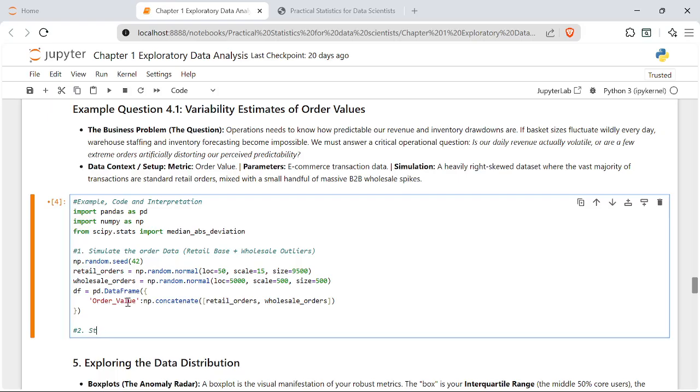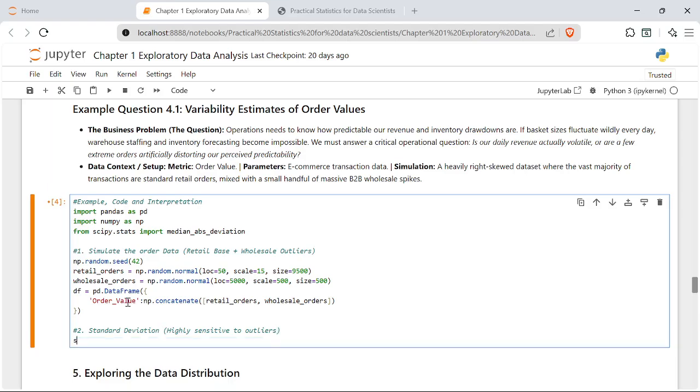Second, standard deviation, highly sensitive to outliers. std_dev equals df order value dot std.